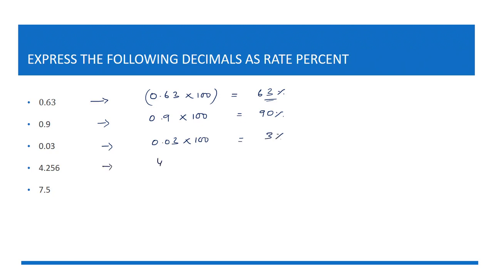If it is 4.256 into 100, what happens here? 425.6%, right? If it is 7.5 into 100, which is going to be 750%. Hope you understood. Let us go with this.